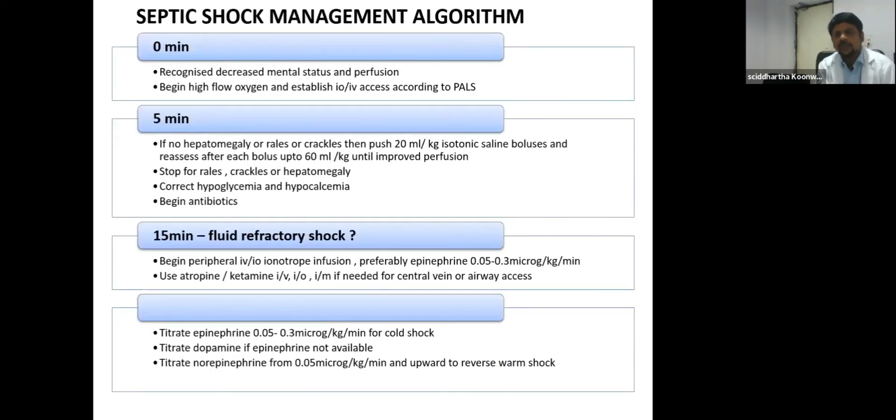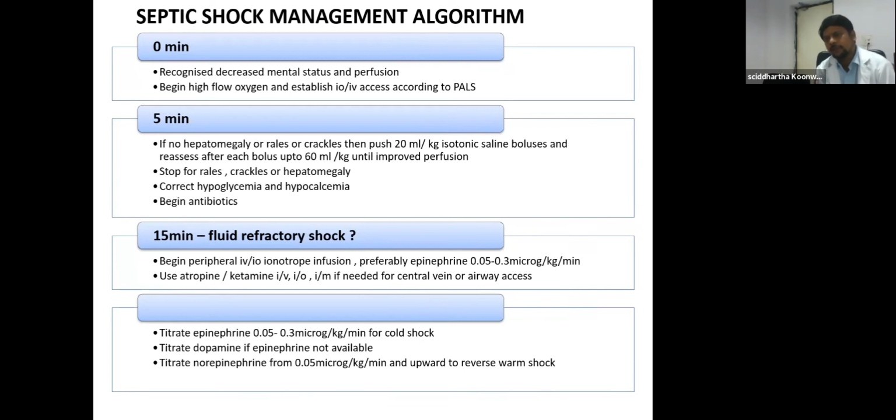Now coming on to the septic shock management algorithm. As the patient arrives in the emergency department, we should recognize any signs of decreased mental status and look for signs of decreased perfusion. We start with high flow oxygen at 100% FiO2 and establish IV and IO access according to pulse. Within 5 minutes, we have to give an initial 20 ml per kg isotonic saline bolus if there is no hepatomegaly, no rales, or no signs of any fluid overload.